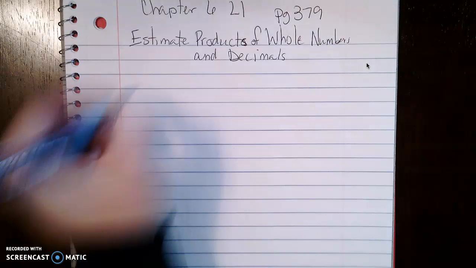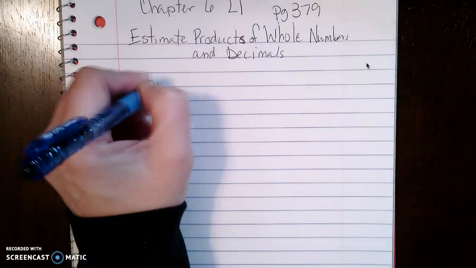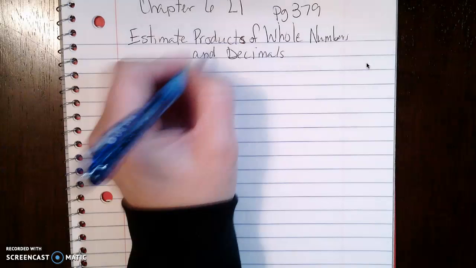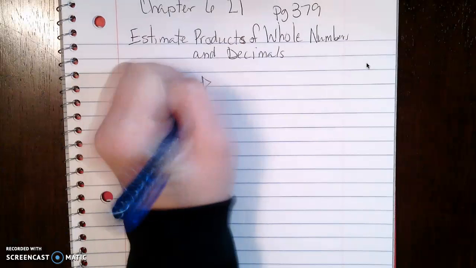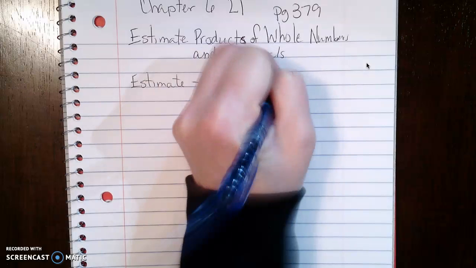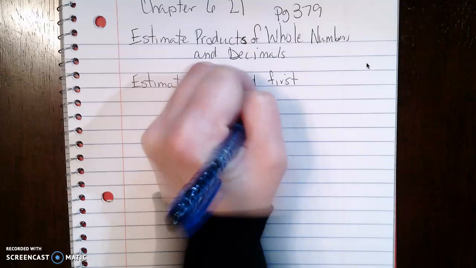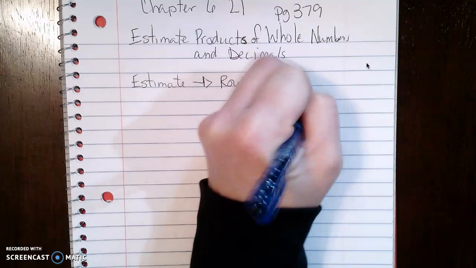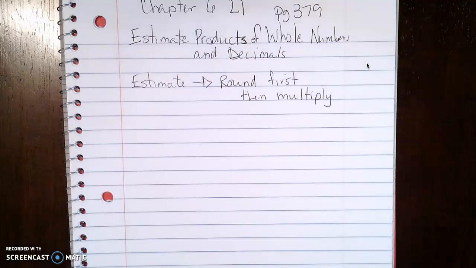So we know that when we're talking about multiplication, because we have products, that means multiplication, estimating means we're going to be rounding first, and then we're going to multiply. So we have to round first, then multiply.